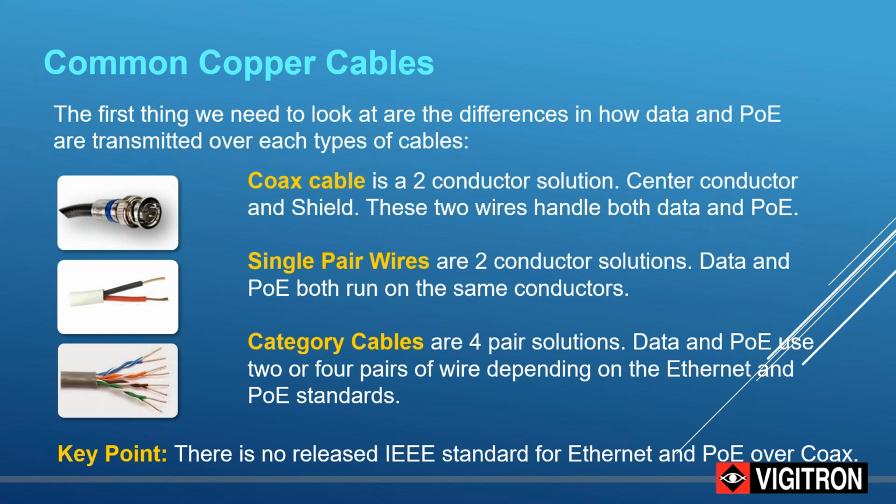So we have to take that into consideration when we're extending these different distances, that not only are we working with the decreases in performance based on extended distance, but now if we take single pair and coax into consideration, we have further considerations as far as reductions in bandwidth and PoE depending upon the type of cable used. The main thing we have to realize is there's no released IEEE standard for Ethernet transmission and PoE over coax or single pair.